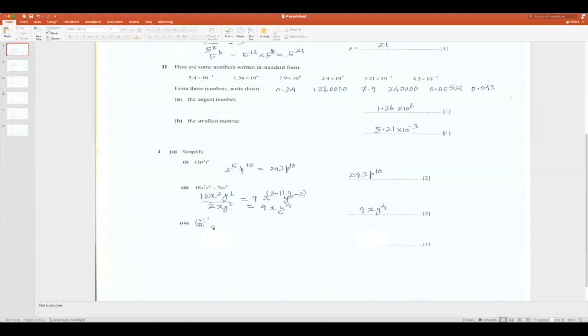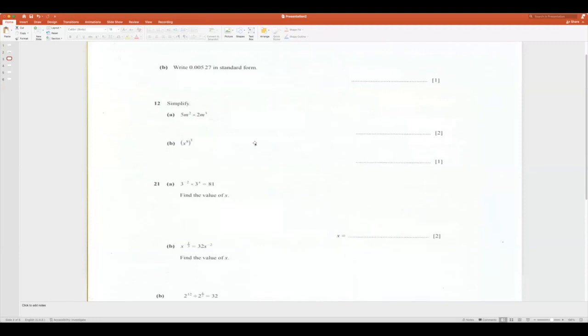This one also 5 over m to the power minus 2. This negative power is there, so we can take the reciprocal to get the plus power. So m over 5 to the power 2. We can write this like m squared over 25. M squared over 25.